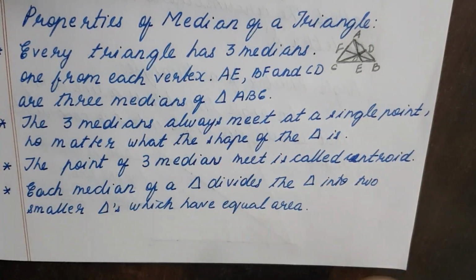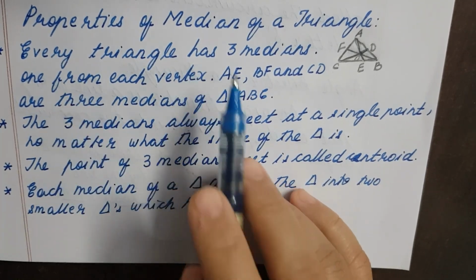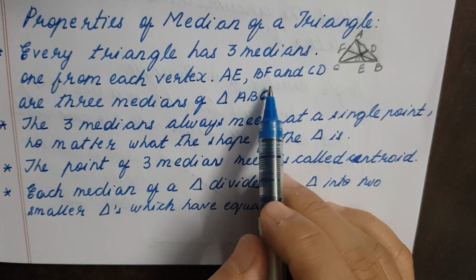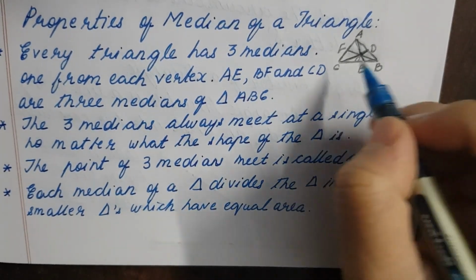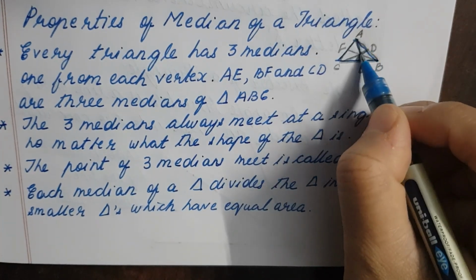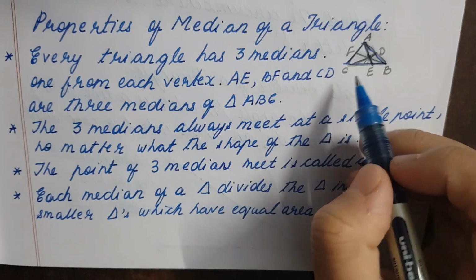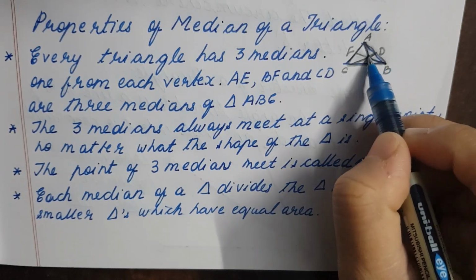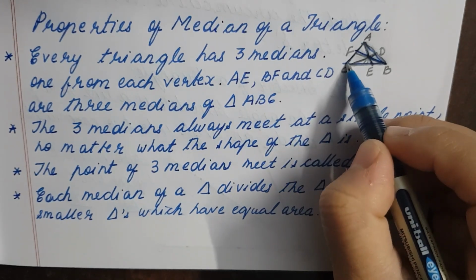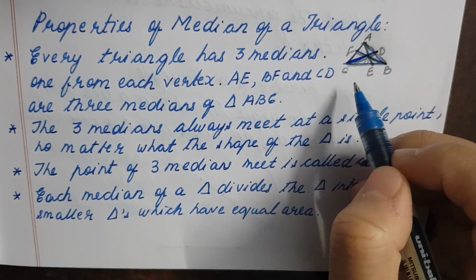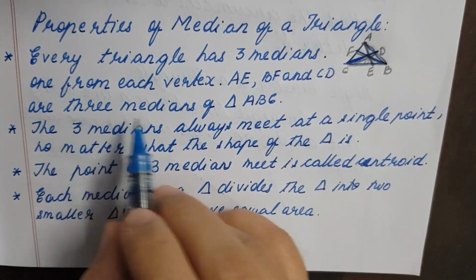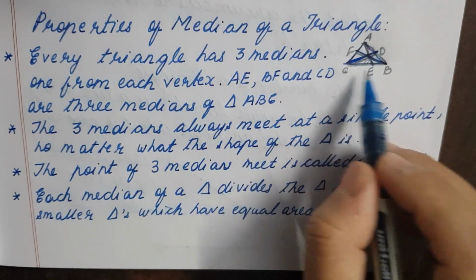Properties of a median of a triangle பார்த்துலாம். Every triangle has three medians, one from each vertex, AE, BF and CD. So இப்போ இங்கே பாருங்கள், this is one triangle. ஸோ இந்த ட்ரையாங்கிளில் வந்து AE is 1, ஓகே, அண்ட் தென் இங்கேருந்து இங்கே வந்து ஒரு BF ன்னு ஒரு லைன் செக்மெண்ட் இருக்குது, அண்ட் அதே மாதிரி இங்கேருந்து இது CD ன்னு ஒரு லைன் செக்மெண்ட் இருக்குது. ஸோ அதான் இவங்க சொல்கிறாங்க AE, BF and CD are the three medians of triangle A, B and C.